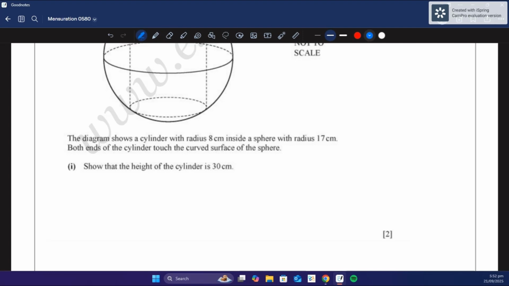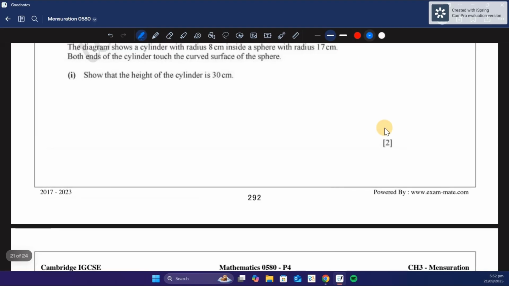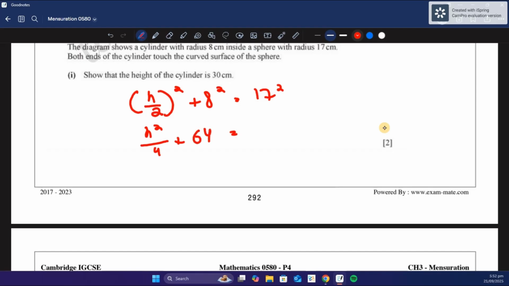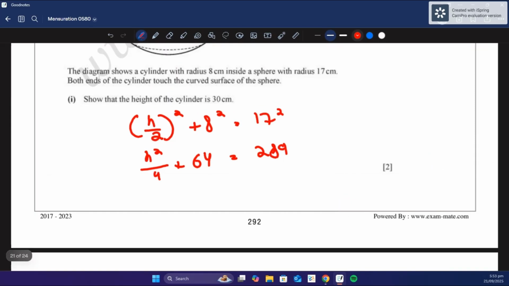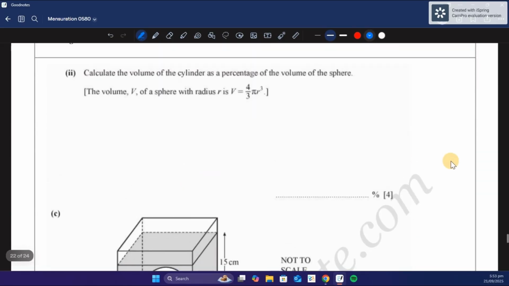For part B, we're simply going to use Pythagoras again. We're going to say (h/2)² + 8² = 17². h²/4 + 64 gives us 289. Okay, 289, and this would give us root of 900, which is indeed equal to 30. Okay, part 2.